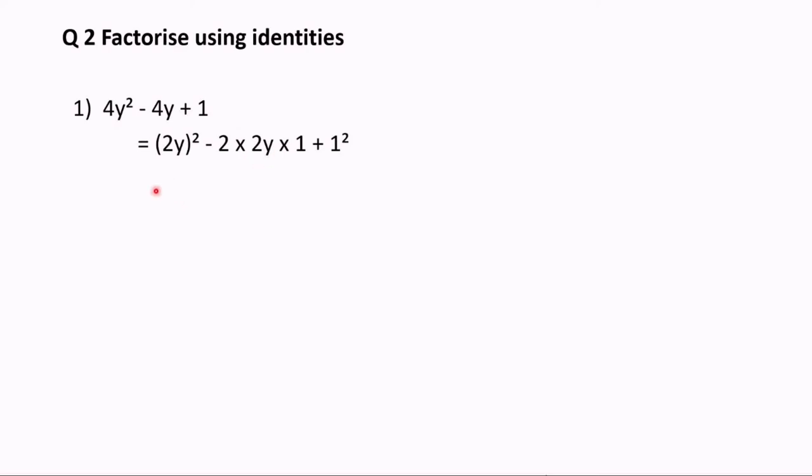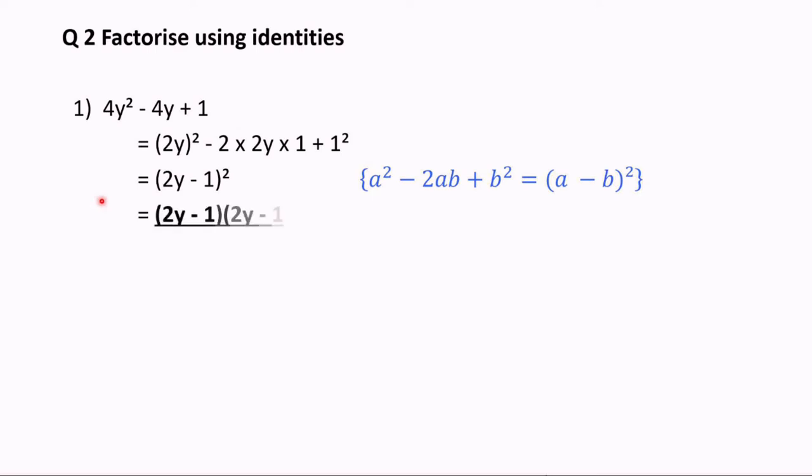So a square minus 2ab plus b square. What is a square minus 2ab plus b square? We have already learned the identity: a minus b the whole square. So here a is 2y and b is 1. So we can write it as 2y minus 1 the whole square, that is 2y minus 1 into 2y minus 1. But if factors are given, we can multiply, so in the form of factors we have to write.